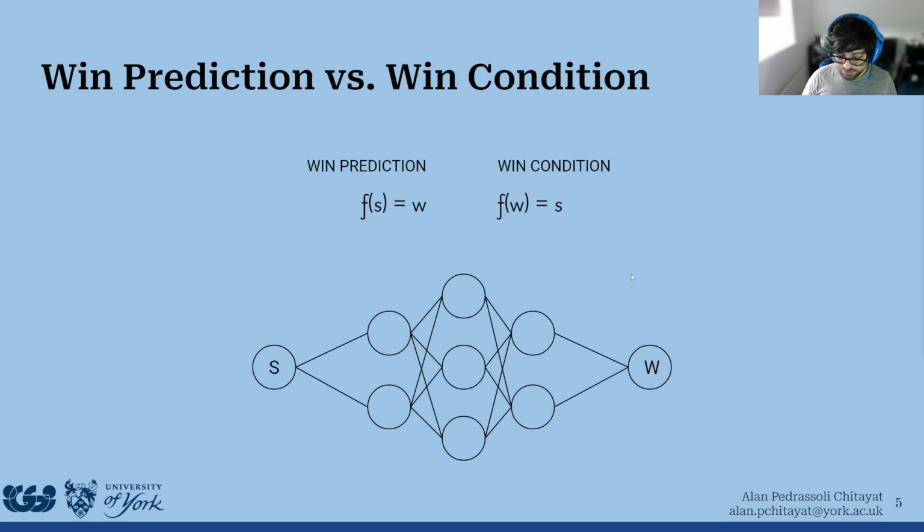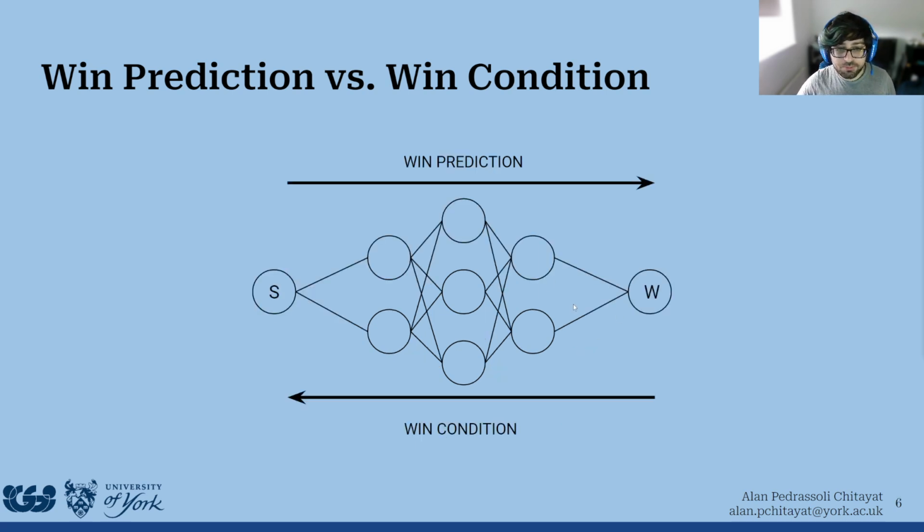To explain this in a more visual way, we have a diagram at the bottom here. In a typical win prediction, data will flow from left to right, from the state of the game to the winner, through some form of machine learning in the middle. In a win condition model, which is what we're proposing, data will flow backwards. It will flow from the winner to the game state, so from right to left, as opposed to left to right on this diagram.